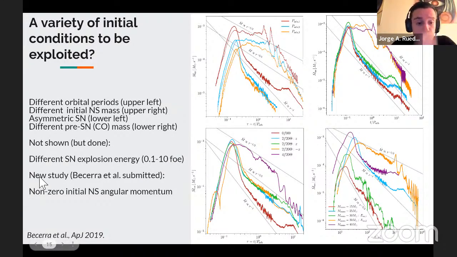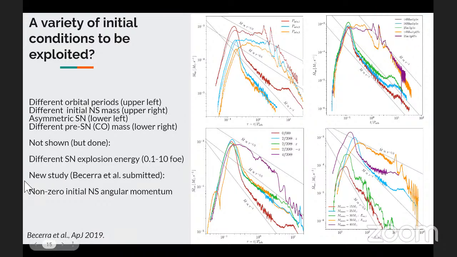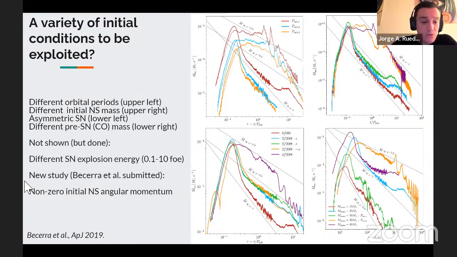We now have a new study that Laura showed yesterday, also including non-zero initial neutron star angular momentum. So not only different possible masses, but also different neutron star angular momentum. In all the simulations of 2019, we always started with non-rotating stars, but this is not necessarily the case. And there are differences if you start with non-zero angular momentum.